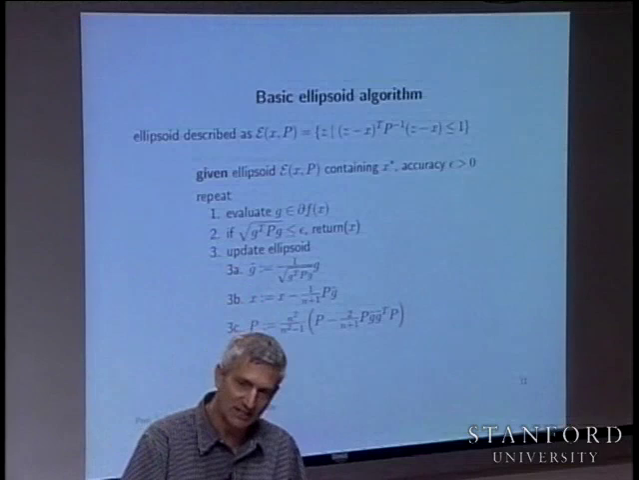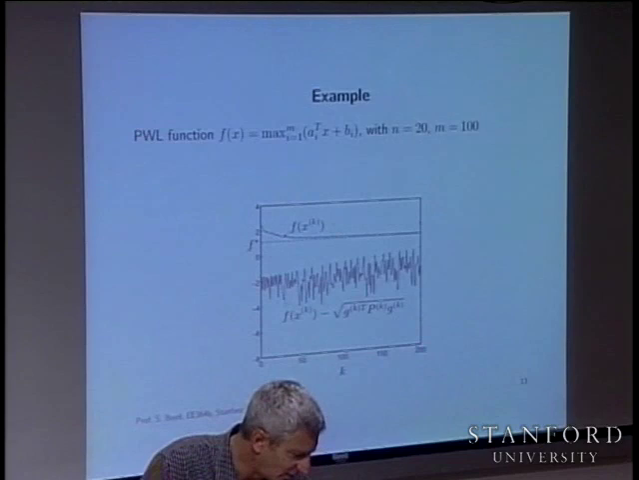So this just shows how it works, slowly and badly and so on. This is the lower bound, which is indeed getting better.